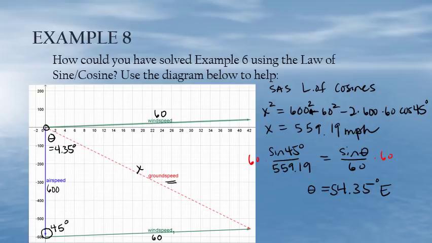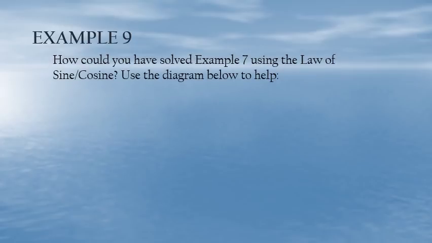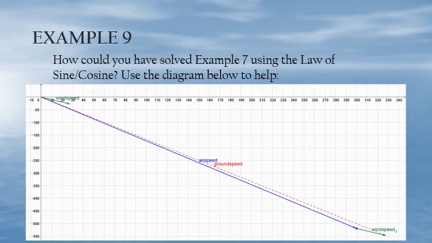But let's take a look at the next example, and I think you're going to see it's a little bit more difficult to see the triangle. All right, so here's example 9. Now we're going to go back to example 7, and I'm going to show you the picture. I graphed these in GeoGebra, and you can see this one's a little bit harder to see just because the angle is so tight in there.